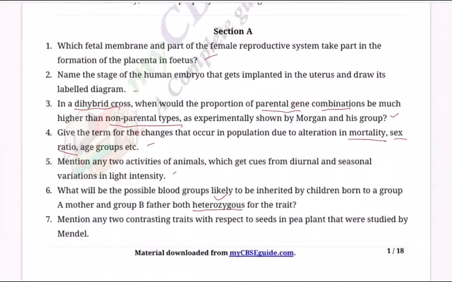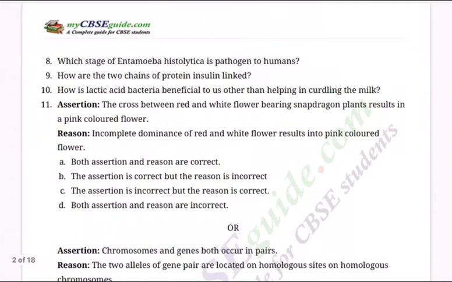Question 7. Mention any 2 contrasting traits with respect to seeds in pea plant that was studied by Gregor John Mendel. Question 8. Which stage of Entamoeba histolytica is pathogen to humans? Question 9. How are the 2 chains of protein insulin linked? Question 10. How is lactic acid bacteria beneficial to us other than helping in curdling the milk?